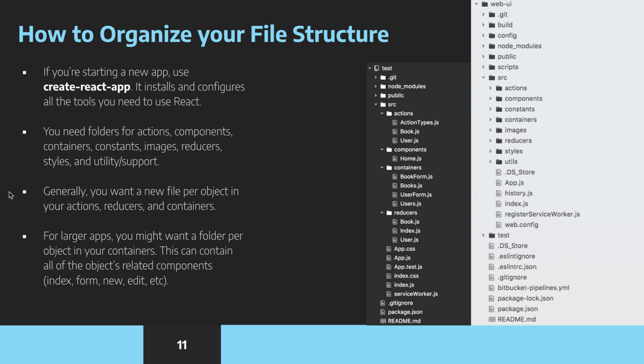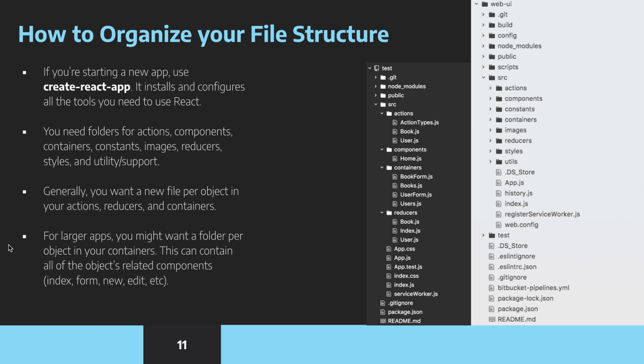So in the past examples you saw I had book and user. Say if we wanted to add library, so you could save which library you're getting the book from, you would probably want a new file in your actions for library, a new file in your reducers for library, and you need at least one new component or container for your library.